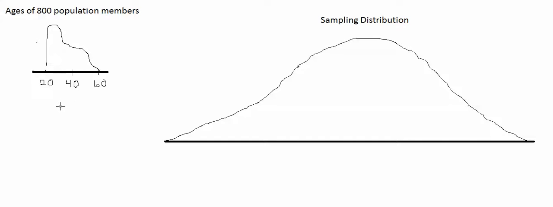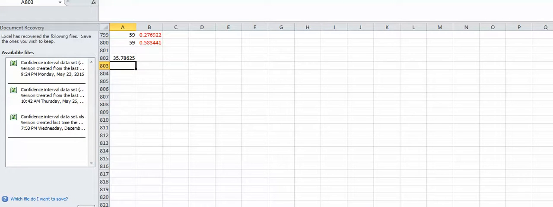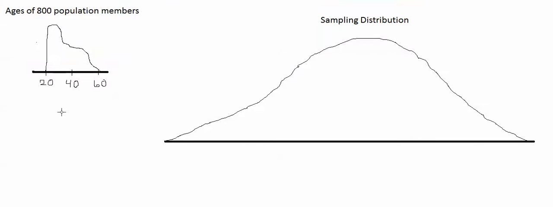So that's about right here. Let me double check that again. So it's 35.8 years. Remember that the symbol for population mean is the Greek letter mu, which looks sort of like a U. So mu is 35.7, or 35.8 rounded.